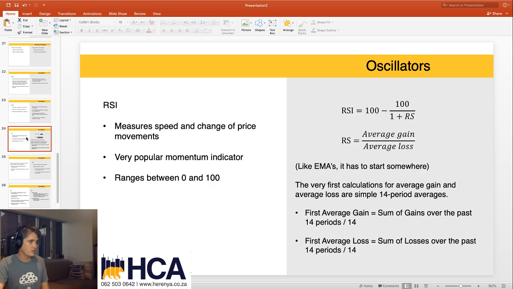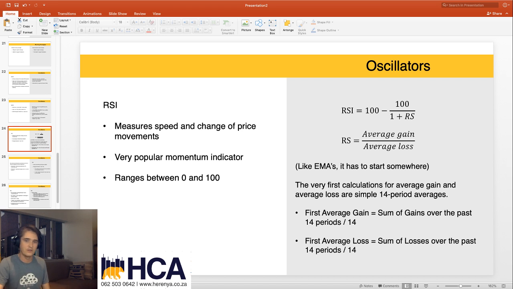So basically what we do is we have two separate ways. We have to start it at a certain point. So the very first calculation, we basically plot a simple 14-day moving average, and then we look at the average gain over those 14 periods. So we look at 14 periods, and we add together all the days that it was up, and then we look at the average gain on those days, what the difference is between the previous close and today. Over those 14 days, we divide it by 14, and we call that average gain.